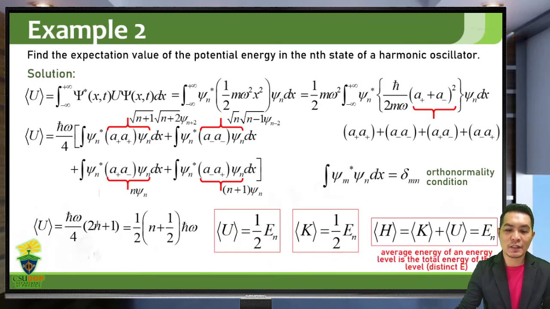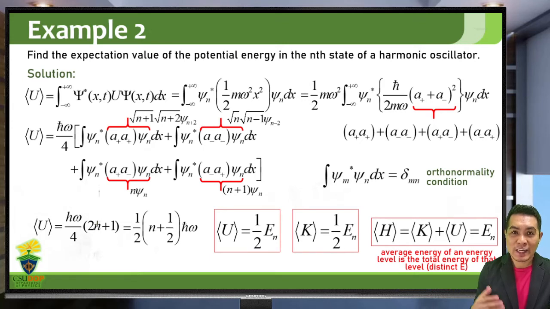So again, this means that the average energy of a particle in the nth state of a harmonic oscillator is definite. It's distinct. So for every state, there's only one energy level. Similar with a particle trapped in an infinite square well potential, the energy is distinct.